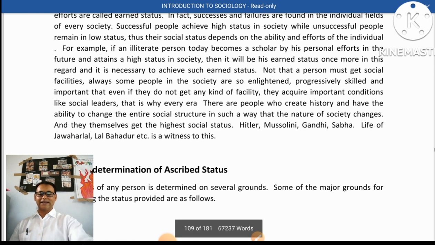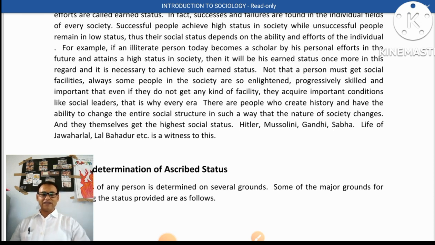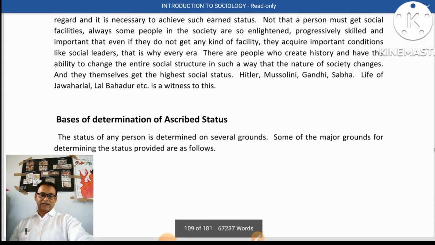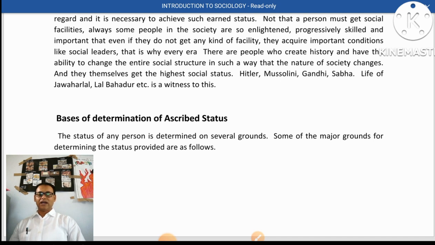Always some people in the society are so enlightened, progressively skilled and important that even if they do not get any kind of facility, they acquire an important position like social leader. That is why in every era there are people who create history and have the ability to change the entire social structure in such a way that the nature of society changes and they themselves get the highest social status. Hitler, Mussolini, Gandhi, etc. The lives of Jawaharlal Nehru and Lal Bahadur are witness to this achieved status.